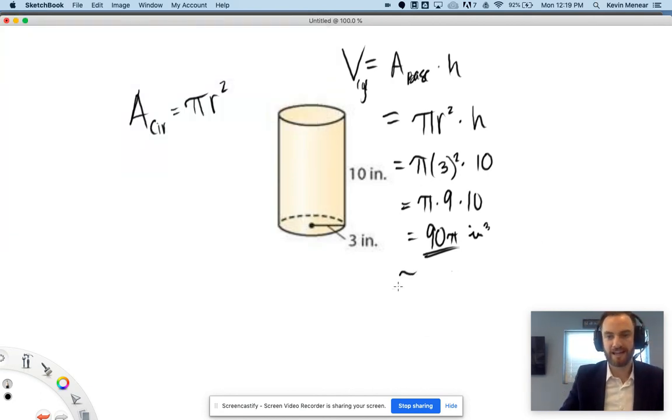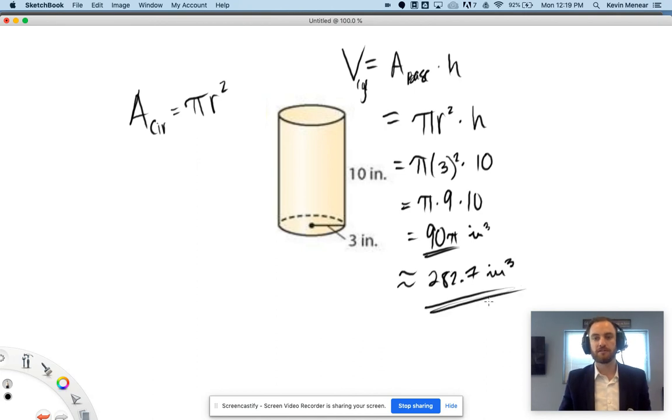So this is approximately 282.7 inches cubed. That's the volume of the cylinder. Remember, I said approximately because we can only get an approximation of pi. This is the exact answer. The volume is exactly 90 pi inches cubed, or approximately 282.7 inches cubed. That's it. That's how you find the volume of a cylinder. It's really that simple.